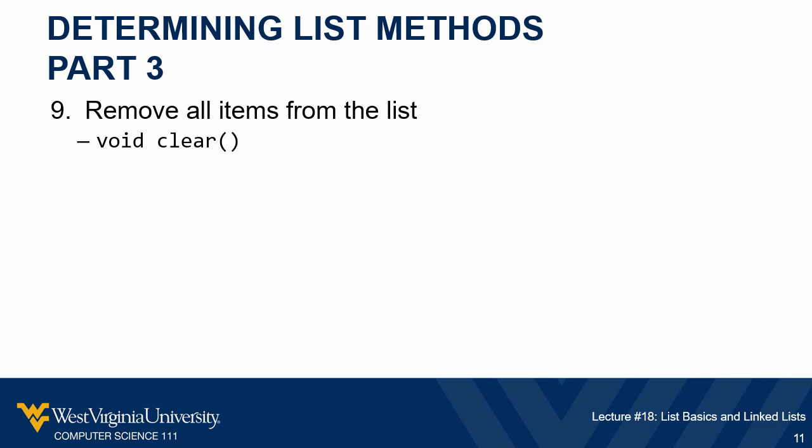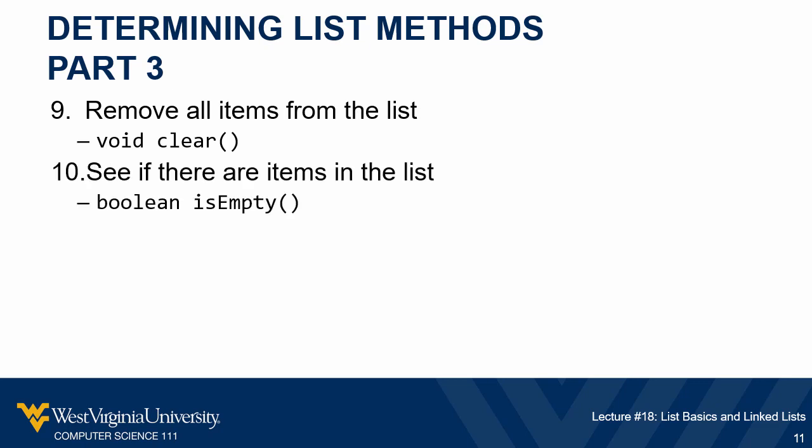We're going to have a clear method that will remove all the items from the list and basically reinitialize the list. We'll throw in an isEmpty method that will tell us if there's stuff stored in the list, and a size method that will tell us specifically how many things are in the list.